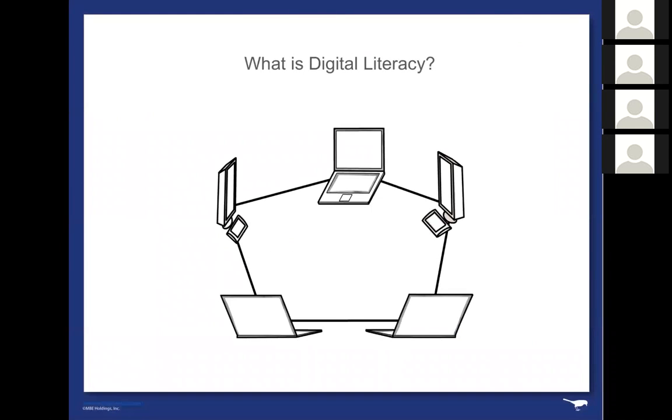Let's start here. I would love it if we use our chat box down here. Answer this question, and I think Susan can help us with that: if you were to define digital literacy, let's just create a definition for it. What do we mean when we say that? Let's use our chat box really quickly. If you would please just participate, add in a few definitions. What is digital literacy?